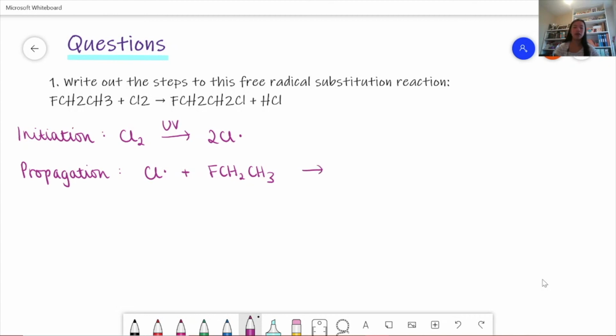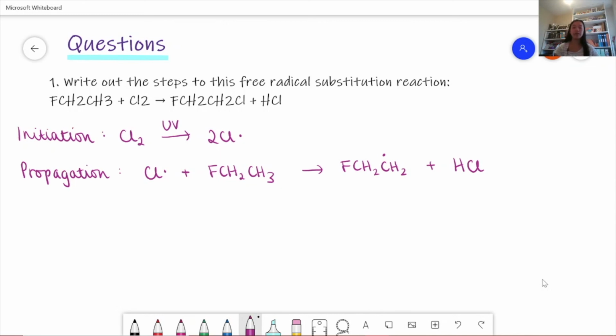And this forms the free radical FCH2CH2, and remember that for the free radical, the symbol that we use to denote it is the dot, and it has to be on the carbon which has just lost the hydrogen, and so that's why I'm going to put it on top of the carbon this time.